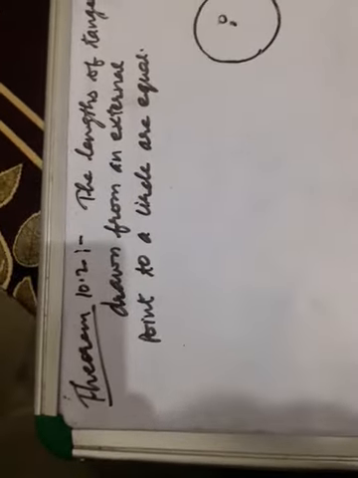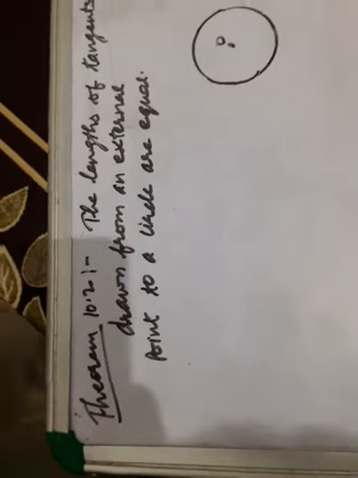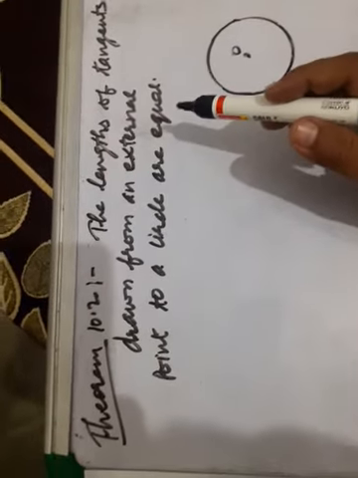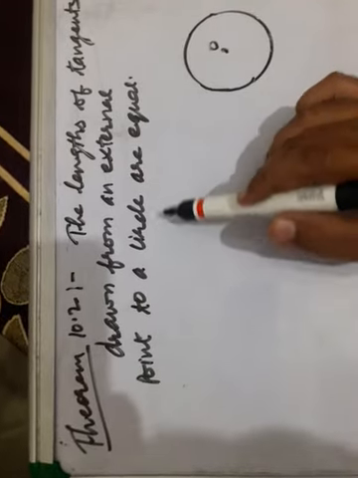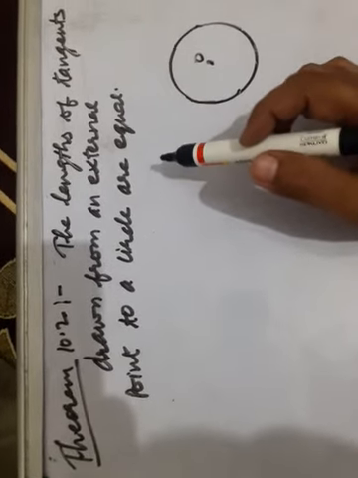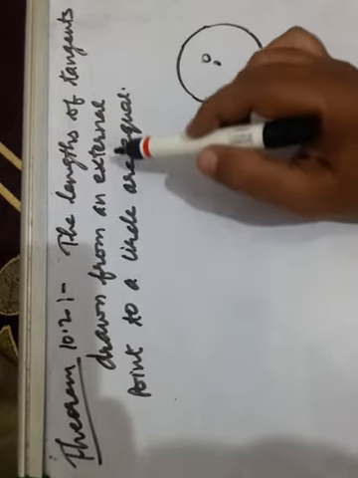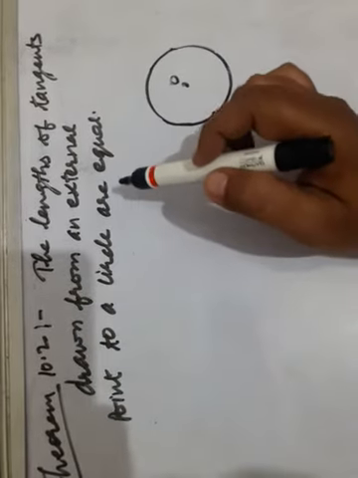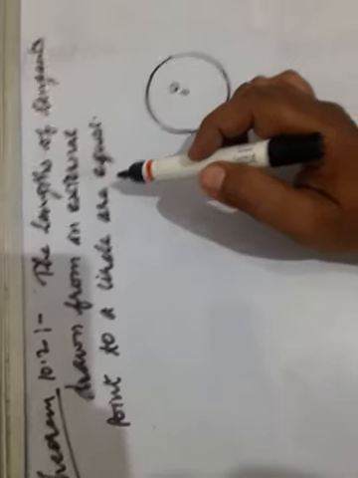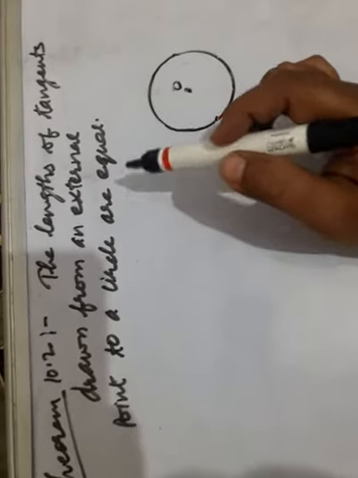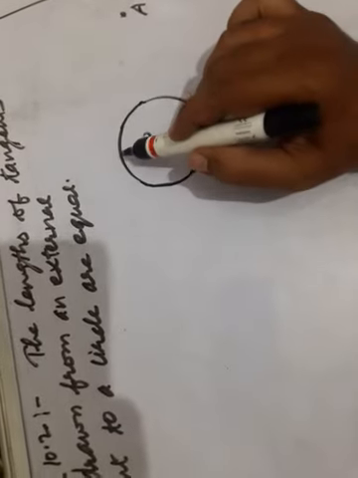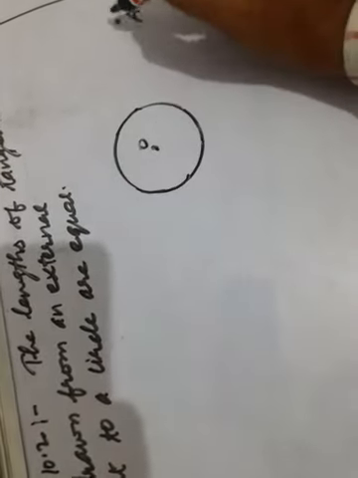Good morning, children. Let us see theorem 10.2 that states the lengths of tangents drawn from an external point to a circle are equal. Let us reiterate: the lengths of tangents drawn from an external point to a circle are equal. What is the length of a tangent, children? The length of a tangent means the line segment that joins the point of contact to the external point; that is known as the length of the tangent.